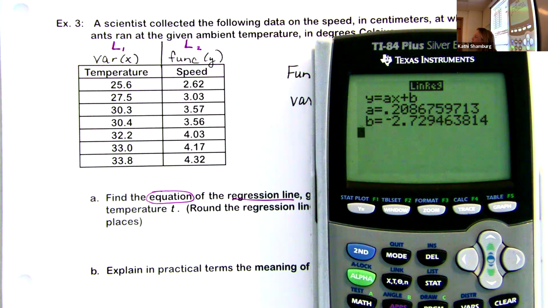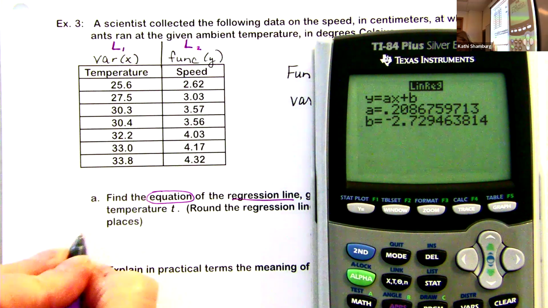Now, when you're doing this in WebAssign, be careful. I was just helping one of my students and she did it correctly, but in WebAssign, she rounded them each to 3 decimal places. So it counted it wrong because it said rounded 2 decimal places. So be careful, okay? So I'm gonna go ahead and I'm gonna round to 3 decimal places.